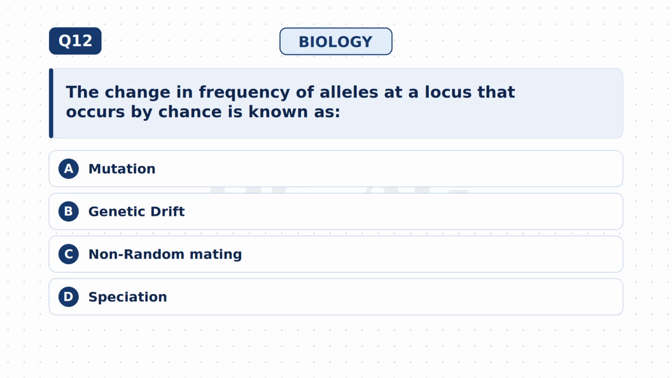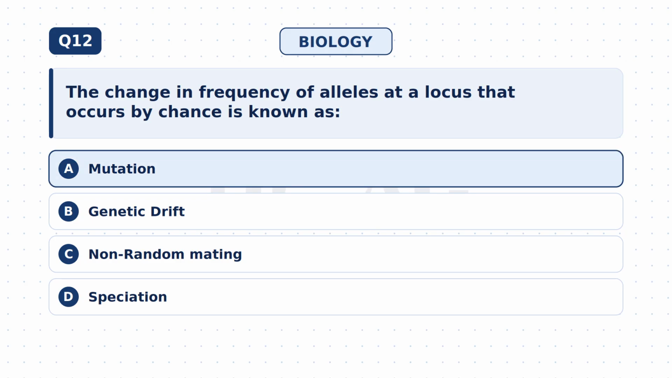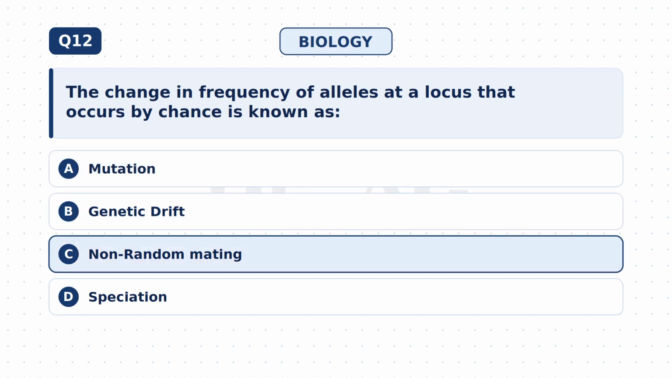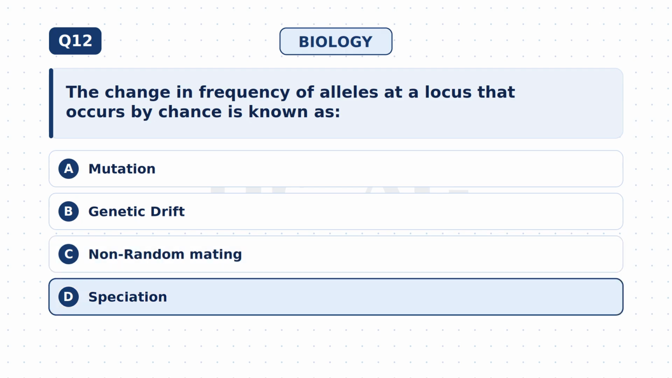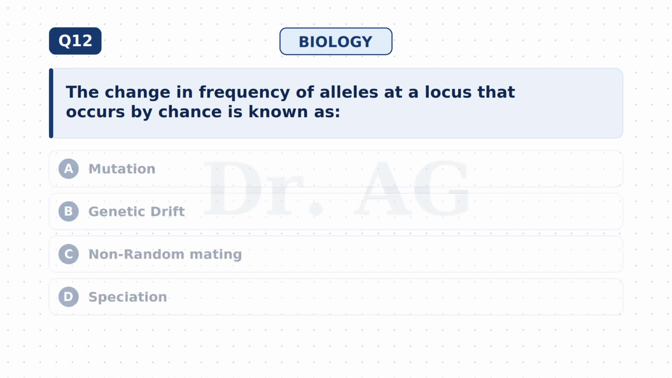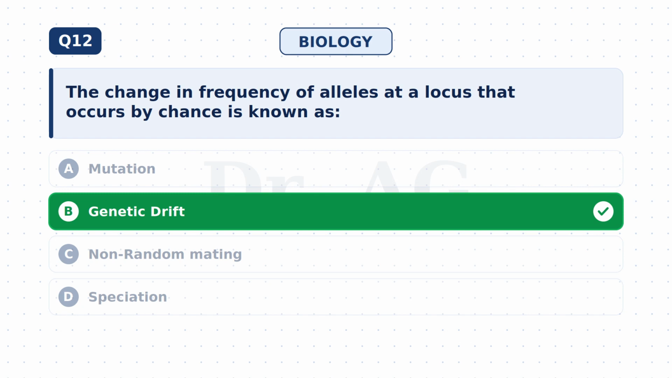Question 12. The change in frequency of alleles at a locus that occurs by chance is known as. Option A, mutation. Option B, genetic drift. Option C, non-random mating. Option D, speciation. The correct answer is B, genetic drift.